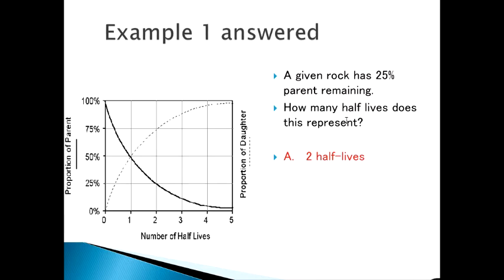How did you get this? So, if I say it has 25% parent remaining, I look over here on the y-axis, I find 25%, then you shoot over horizontally, straight over to the solid line decay curve, and you go straight down, and the answer is 2. So 2 half-lives.